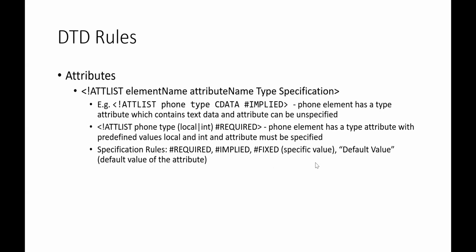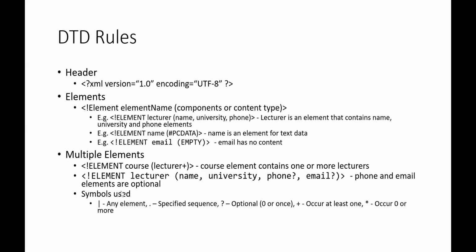Going back to the next one, when you have multiple elements, for example, let's say we have course and then we have multiple lecturer information. So you can have a plus. When you have a plus, what it says is, okay, you can have more lecturers. For example, you can have course, lecturer, and the first lecturer information, then another lecturer. So you can have multiple elements.